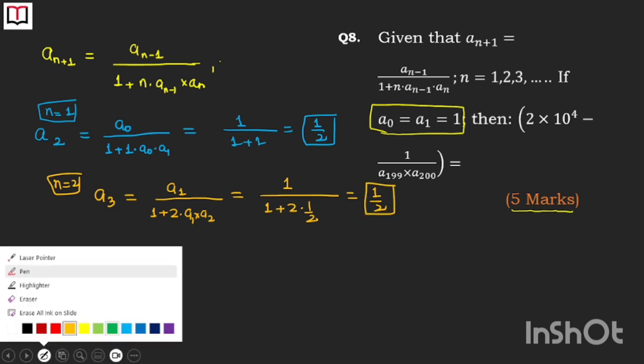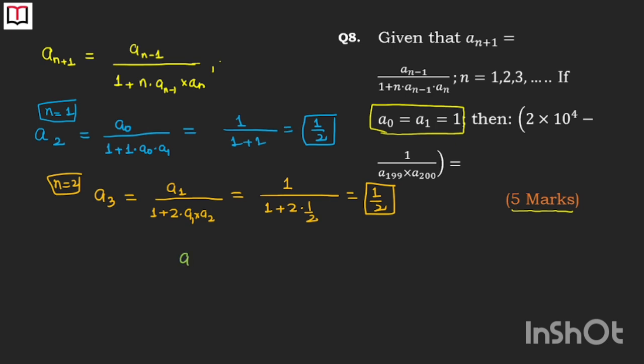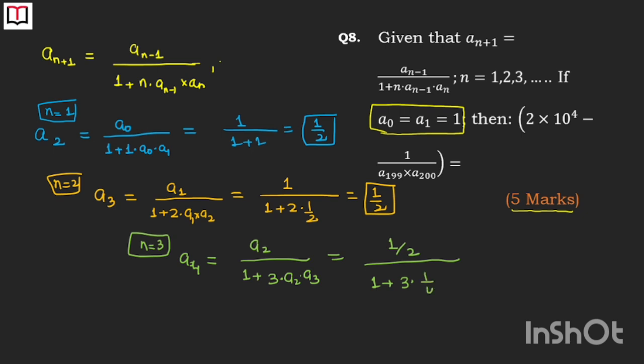That actually demotivated me a bit because I thought there is no such pattern, but I didn't have many choices, so I moved ahead. a4: put n is equal to 3. So a4 is a2 over 1 plus 3 times a2 into a3. a2 is half, over 1 plus 3 times half into half, which is 1 by 4. So the denominator is 7 and this is 2 by 7. Okay, we got something different, a4.